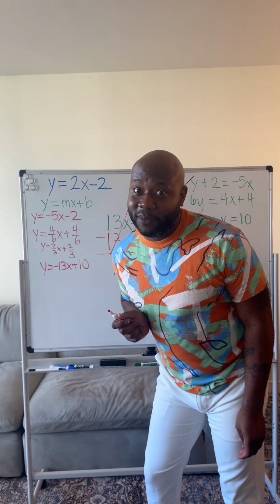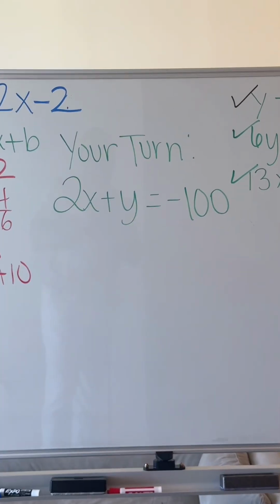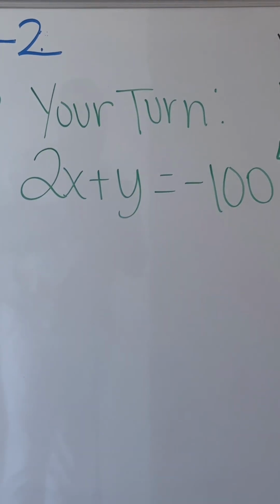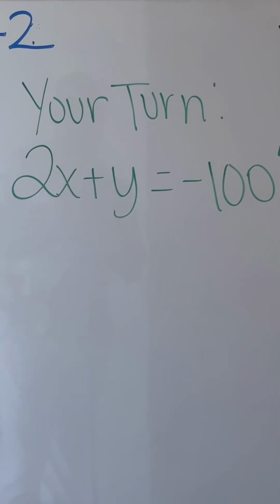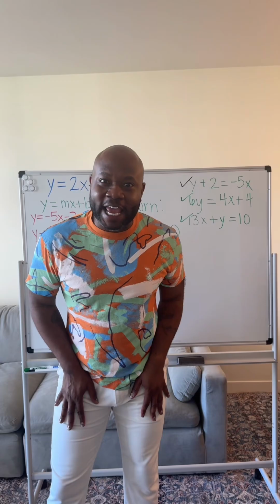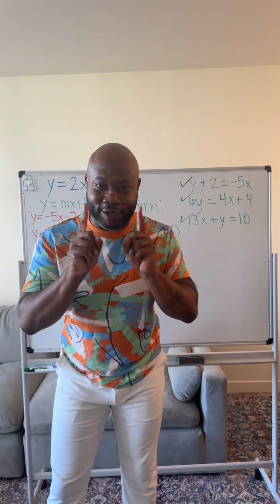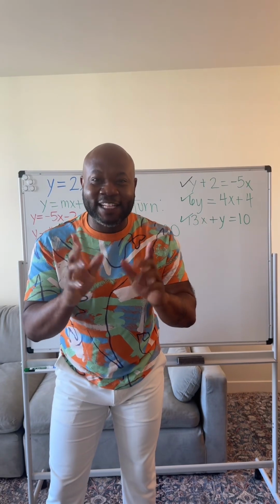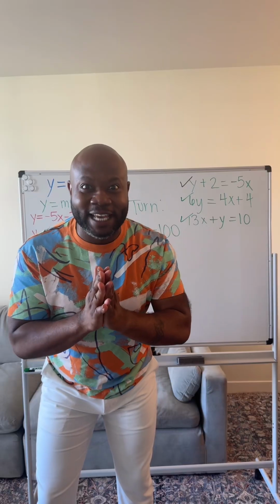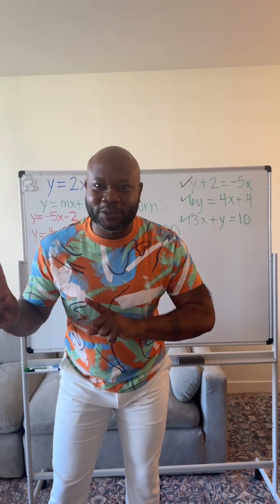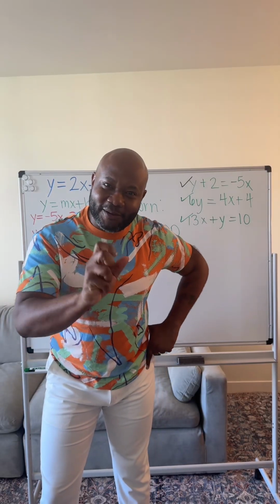Don't think you're going to get away from here without no homework for yourself. 2x plus y equals negative 100. I want you to put that in slope-intercept form, or y equals mx plus b form. Use the examples we did before. And you know what I'm about to say. You just got Matthewed!